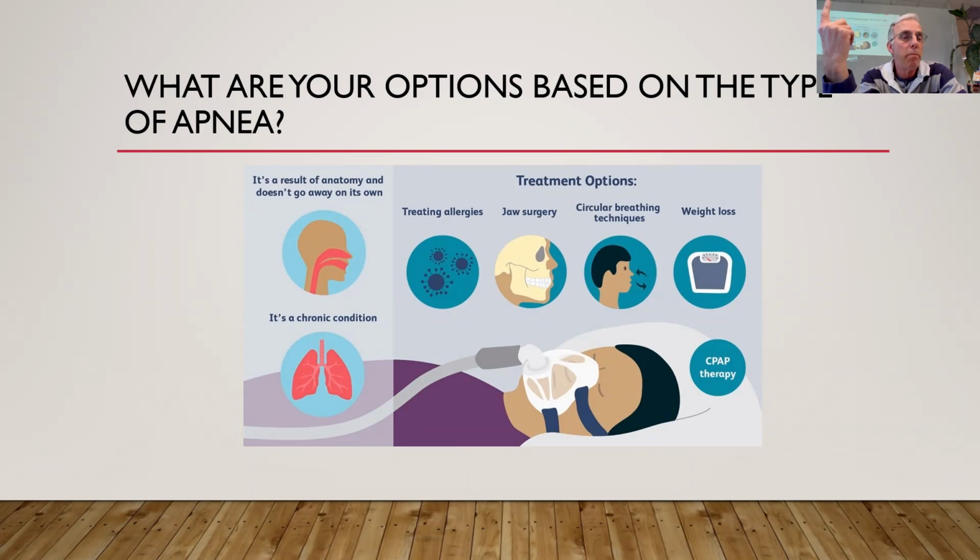So treatment options would be get those allergies treated, have the surgeries. Maybe it's related to the jaw and jaw position, especially the lower jaw and the position it's in. Try some breathing techniques, although I've never found those to be that helpful. The circular breathing techniques, breathing in through the nose and out through the mouth. I know for some people that helps. I didn't find that to be very helpful to me. But it's something you can do as a pattern of breathing. Lose weight. And then, of course, stick with your CPAP therapy.